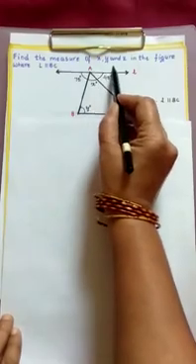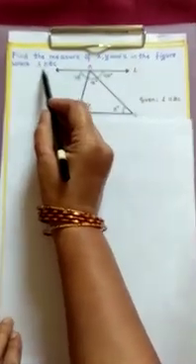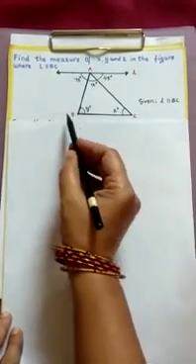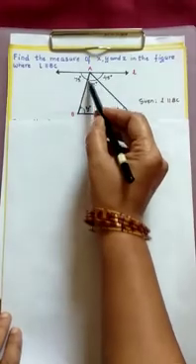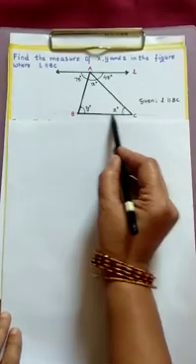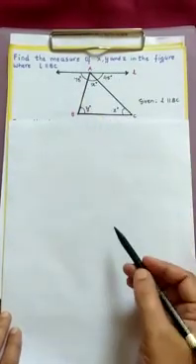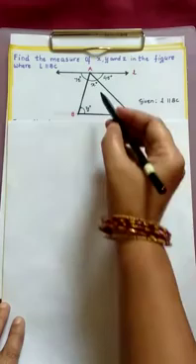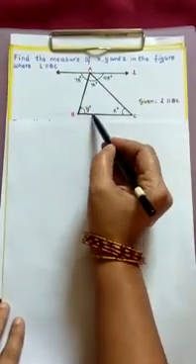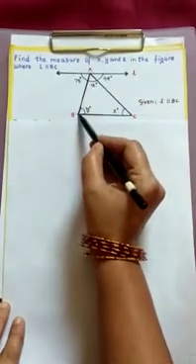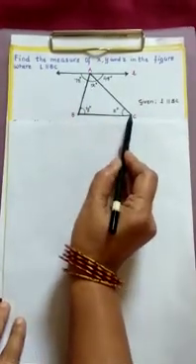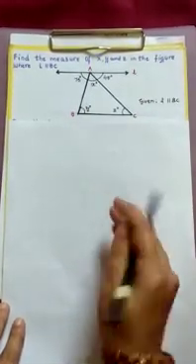Find the measure of x, y and z in the figure where L is parallel to BC. Now, what do you notice in this figure? ABC is a triangle. A line L is drawn parallel to BC through A. Now, what can you say about AB and AC? AB intersects these two lines at two distinct points. So here AB is a transversal. Here AC is also called a transversal.